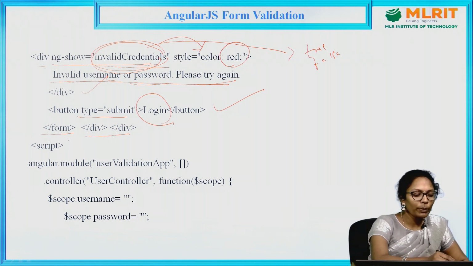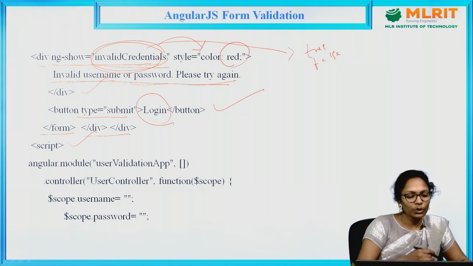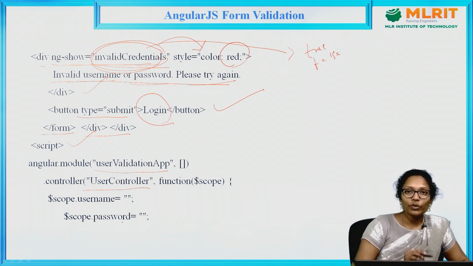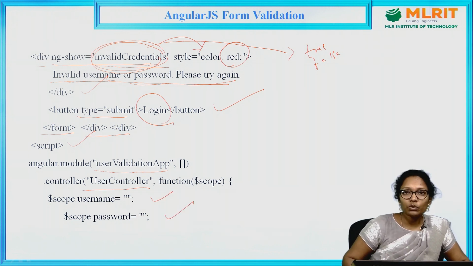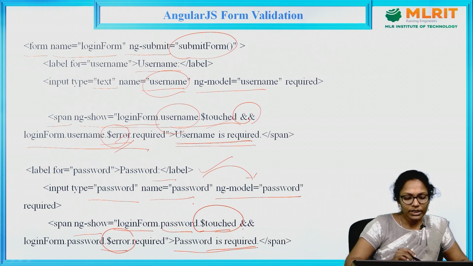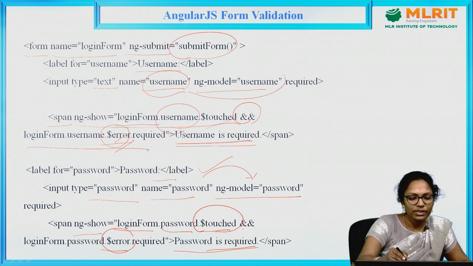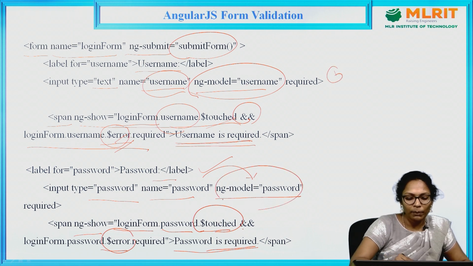So now I'm opening a script tag to define the module. So what is the module name? User validation app. For this module, I'm creating a controller called user controller. Now, we have two variables here. One is username and the other one is password. So what are these two things? I didn't use any of these variables, right? What are these variables? ng models. See here, ng model name of first field, ng model name of second field.